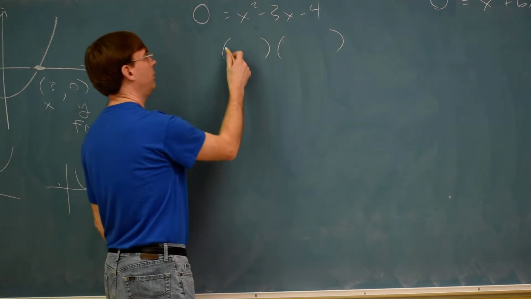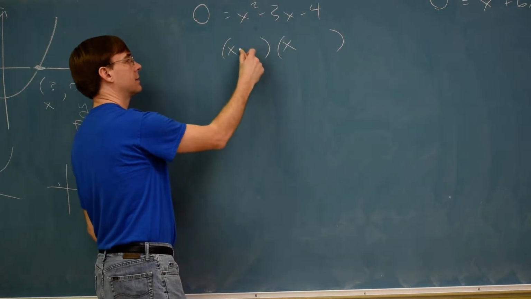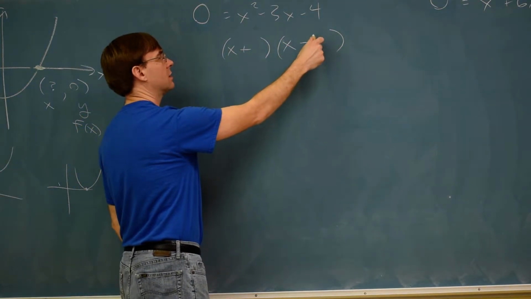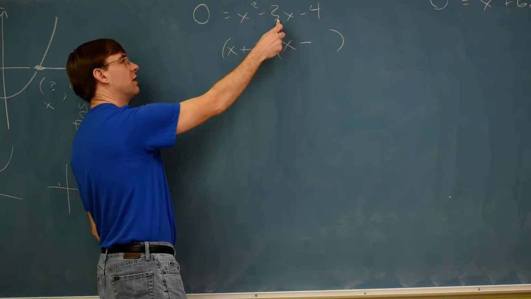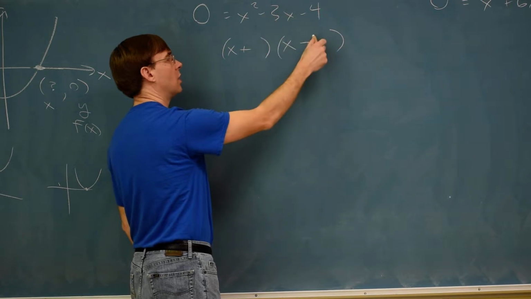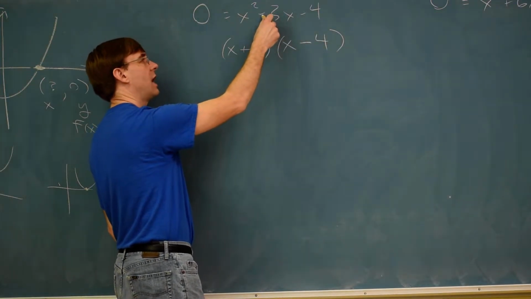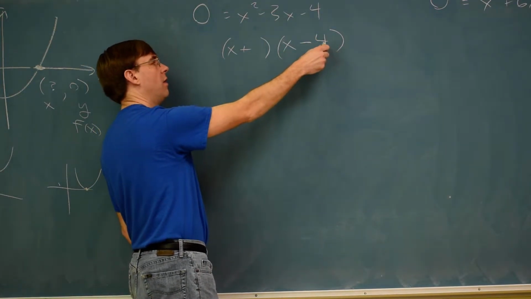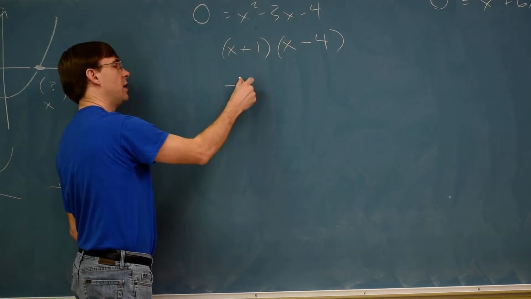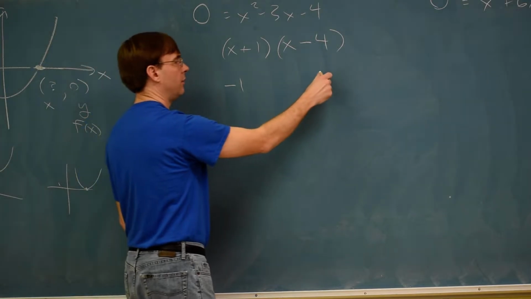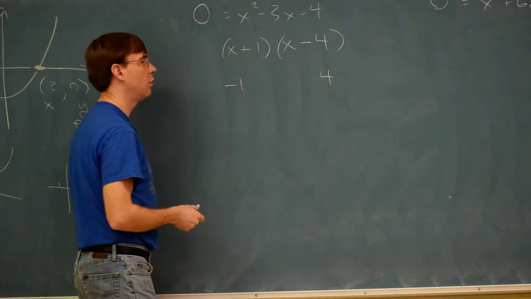So this problem, I can go x and x, different signs to make 4, but subtract the 3 when the signs are different. 4 and 1 can do that. So minus, the first sign here, minus, will take the bigger number, the 4, and that's a 1. This would lead me to an x of -1. This would lead me to an x of 4.